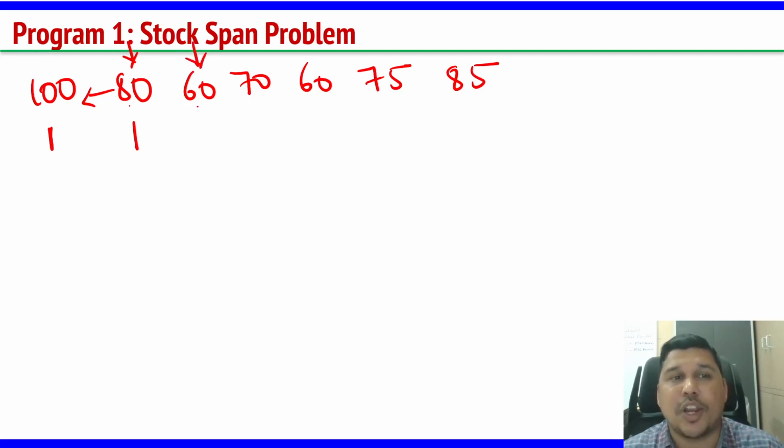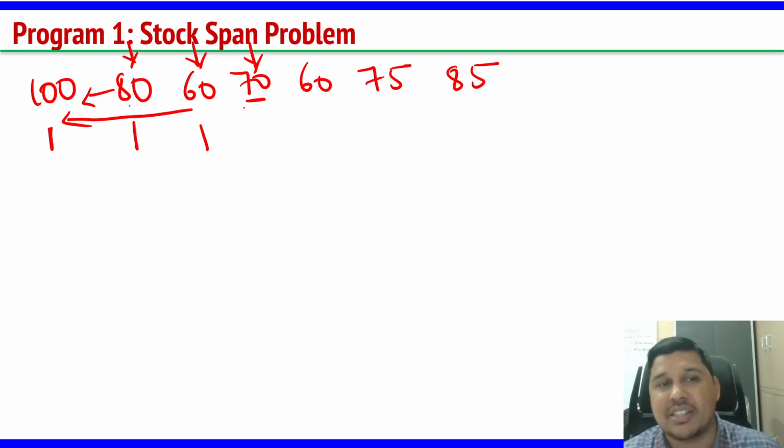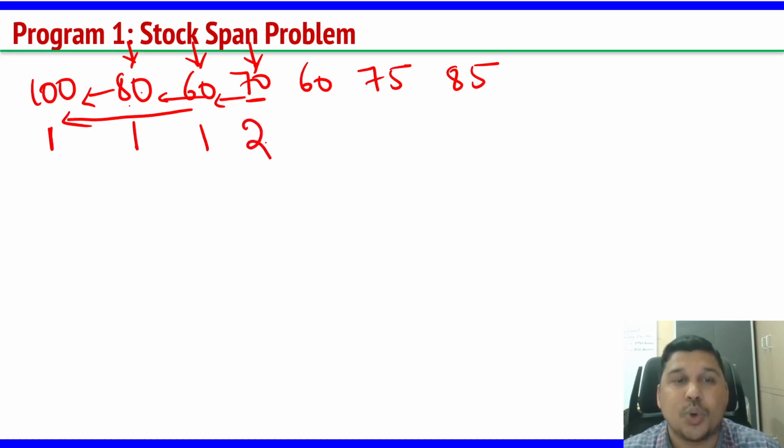Today is day 3. On that day, the stock value became 60. Were the previous days' stock values less than 60? No, put 1. Then 70, day 4. How many days in the previous 3 days was the stock value less than 70? You check 60. Yes, it is less than 70. Then you go to 80. Is it less than 70? No. So you have to put 2 here.